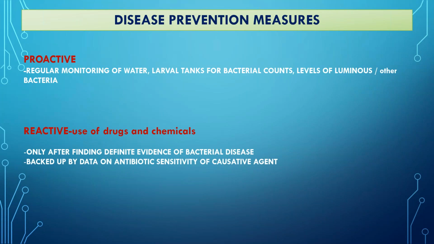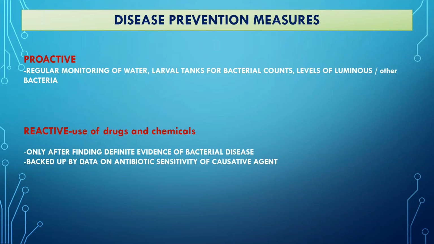So these are the disease prevention measures. The first one is the proactive one, that is regular monitoring of the water and larval tanks for bacterial count. These two will add to the preventive measures, that is, we must be aware of our practices so that the chances of use of antibiotics are avoided to a greater extent.